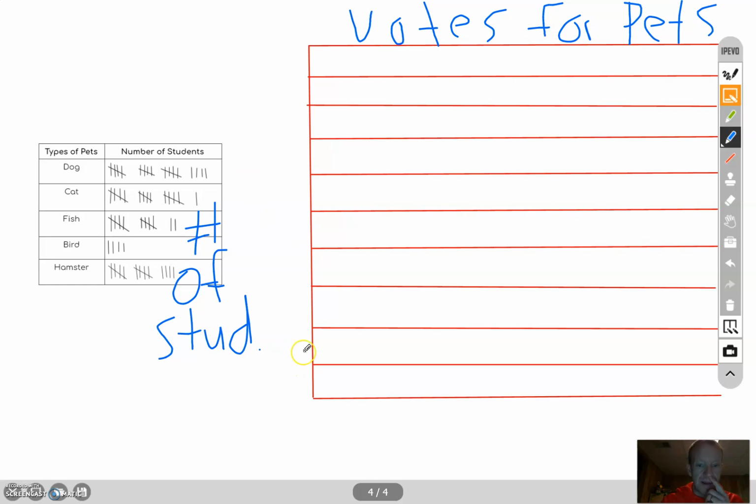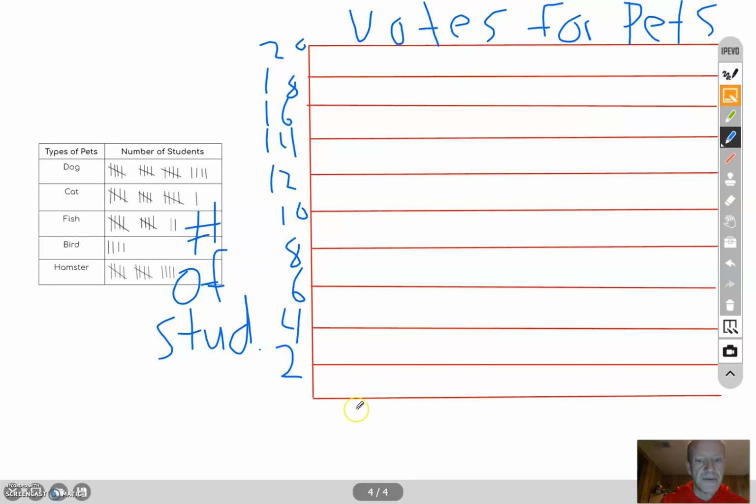Okay, and then on the side here, remember what we start the corner with is 0. We don't necessarily have to write it, but we just have to remember that it's always 0. So I'm going to start numbering my numbers. Okay, and down here would be your pets. Okay, so now I have my data over here, and I'm going to count my data before I put it on the line here.